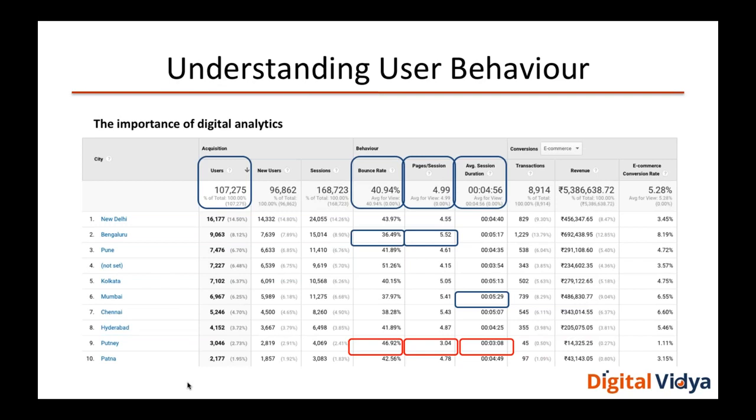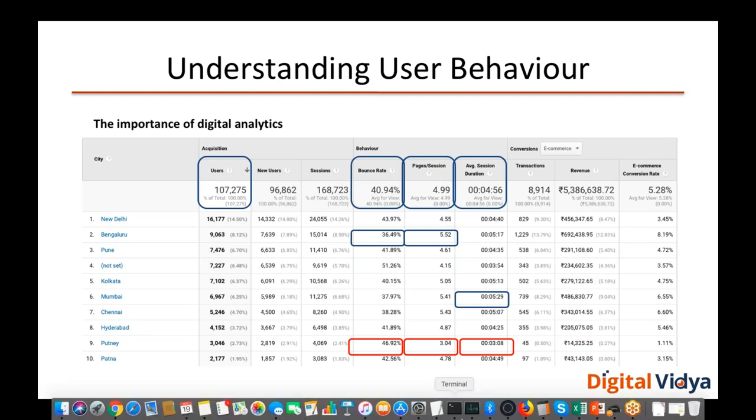So by looking at these three metrics, which are also called behavior metrics or engagement metrics, you can understand the user behavior. Users from this location are least engaged. What is that location? Putney. Users from this location are the most engaged. What is that location? Bangalore. You can check that Bangalore's users are also spending enough time on the website, and it is the second best if you can see. So that defines that the Bangalore users are most engaged.